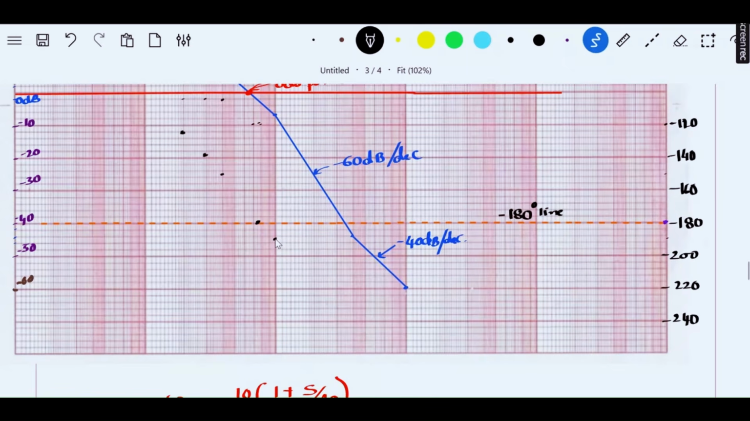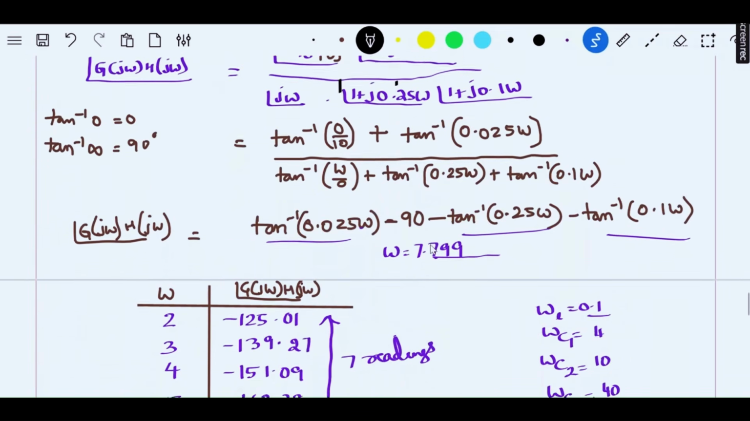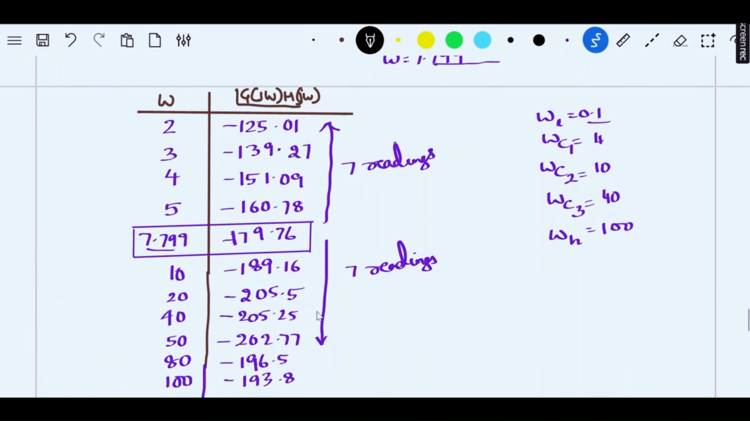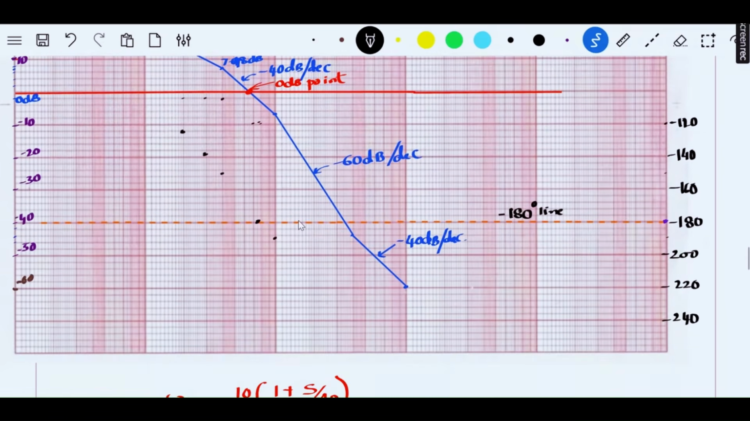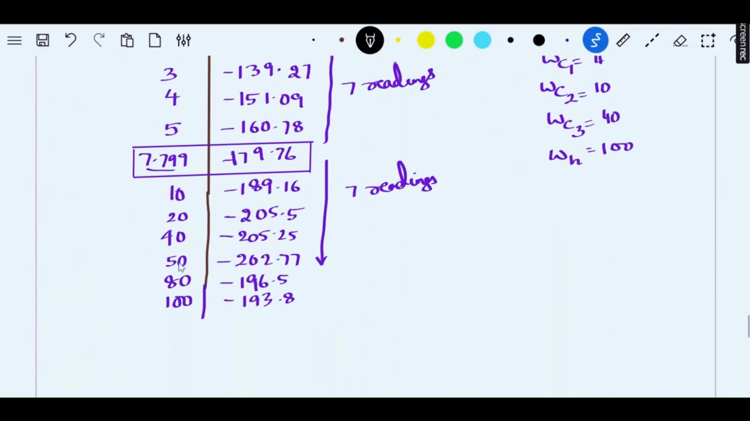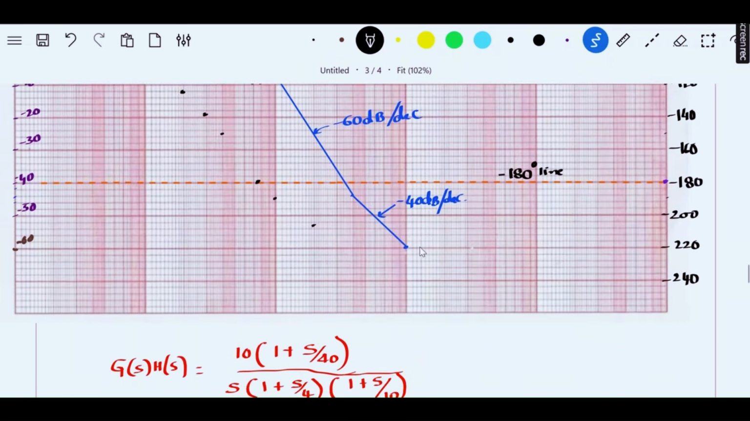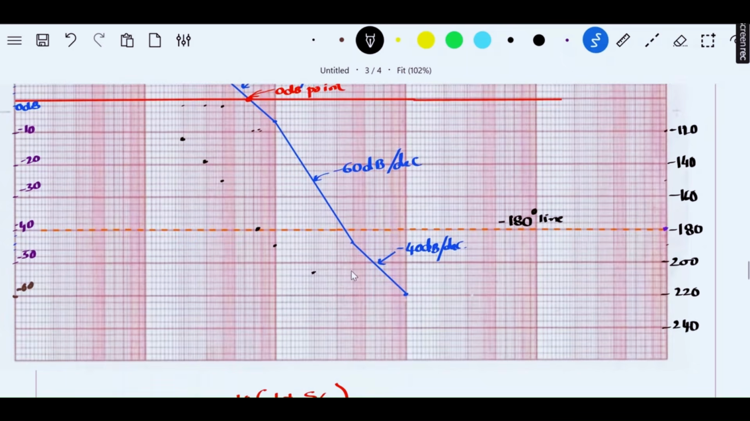Then after that, at 20, I have the next angle, minus 205.5. So this is the 20 line. Minus 205: 204, 205, somewhere near this one. Then I have the next angle; let me take 40, minus 205.25. For 40, this is 20, 30, 40. Minus 205.25 will come somewhere here.